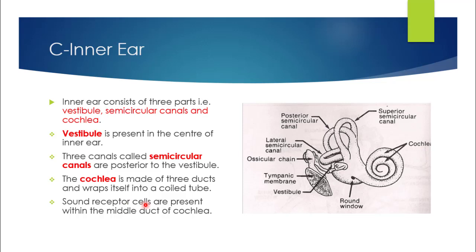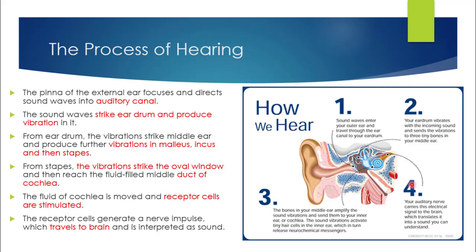Sound receptor cells are present within the middle duct of cochlea right here. This is the middle portion, middle duct of cochlea, where the sound receptor cells are present, which means the cells that will receive the stimuli of sound. So students, this was all about the three important parts of ear, that is external ear, middle ear and inner ear. So students, now we are going to discuss the process of hearing.